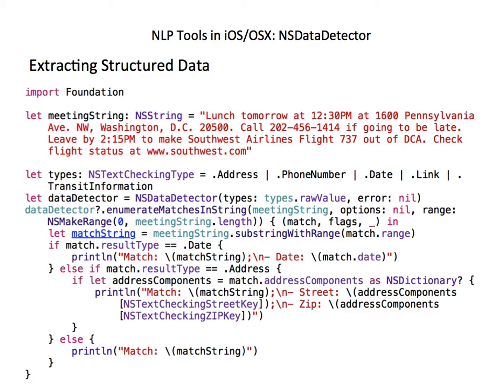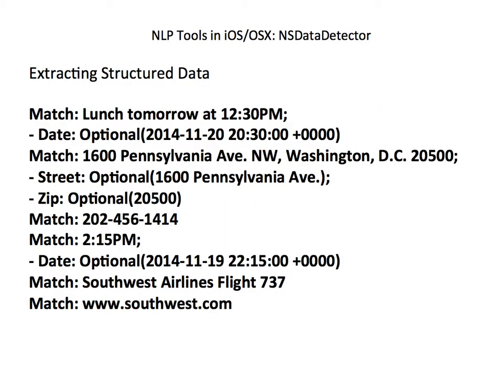For detected addresses, there are a number of components we might want to work with individually. To get those, we follow a similar process, first checking if the result type is an address, and then using the addressComponents property of the NSTextCheckingResult, which is a dictionary. A full list of keys is in the documentation, but this code shows how we would print the street number and name and the zip code of any address found in our input string. Here is the output we get from running the code.